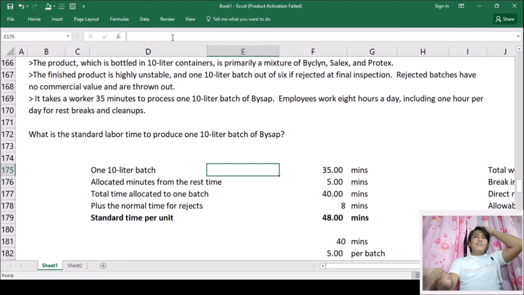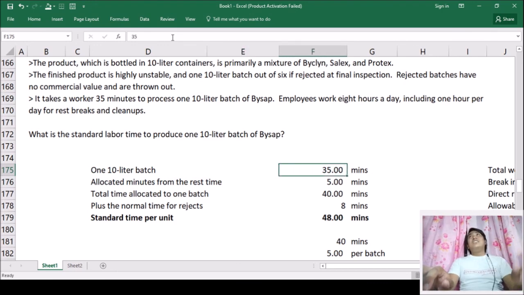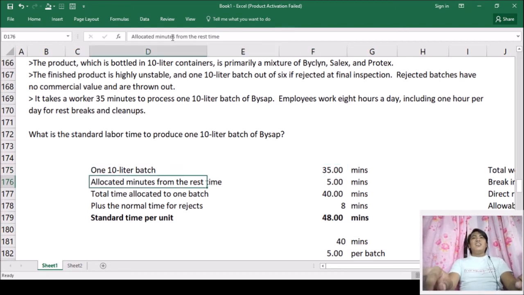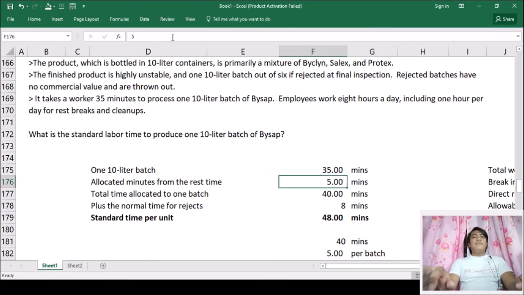We have 35 minutes. That's correct. Okay? It is clearly stipulated in the problem that it takes a worker 35 minutes to process a 1 liter batch of BISAP. Okay, that's correct. Where does the allocated 5 minutes from the rest time come from?